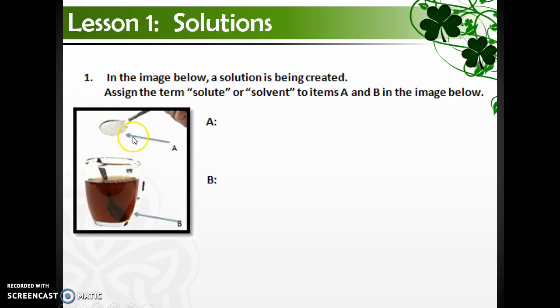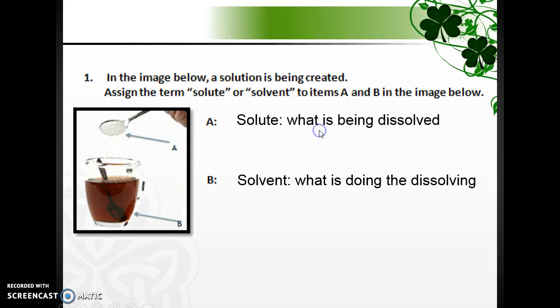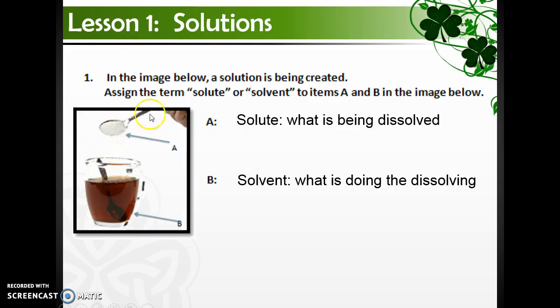So look at the following image and assign the term of solute or solvent to items A and B in the image below. Good. Letter A is the solute. It's what's being dissolved. And letter B is the solvent. It's what's doing the dissolving.